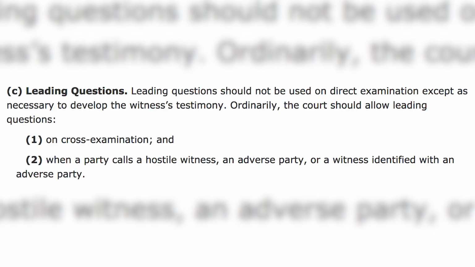I first want to make a clear distinction of when you need to be asking leading questions during the course of your trial. Fortunately, to get that answer, all we have to do is look at FRE 611. Rule 611(c) states that leading questions should not be used on direct examination except as necessary to develop the witness's testimony. Ordinarily, the court should allow leading questions on 1, cross-examination, and 2, when a party calls a hostile witness, an adverse party, or a witness identified with an adverse party. Given 611, the general rule of thumb is that you're going to be asking your leading questions during cross-examination. And that shouldn't come as a surprise given the fact that this YouTube video's title involves cross-examination.